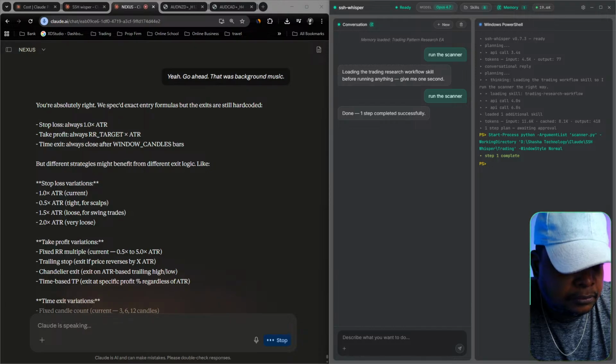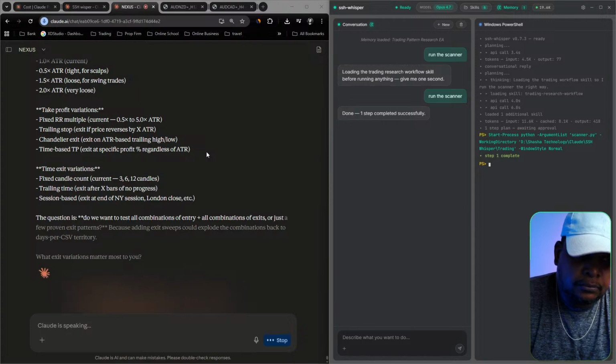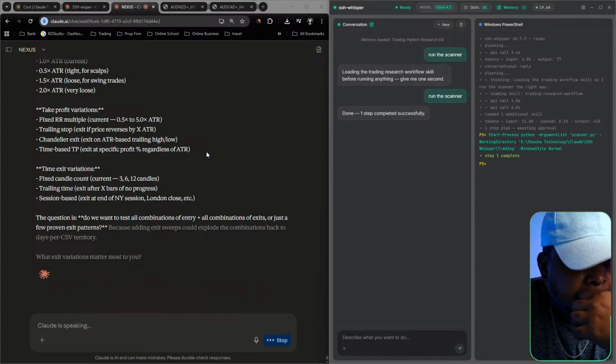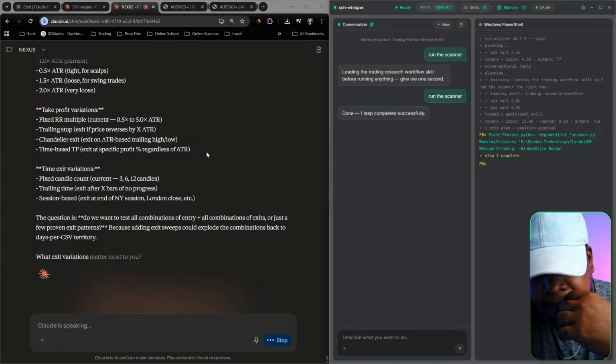Time exit variations: fixed candle count, currently 3, 6, 12 candles. Trailing time, exit after X bars of no progress. Session-based, exit at end of NY session, London close, etc. The question is, do we want to test all combinations of entry plus all combinations of exits, or just a few proven exit patterns? Because adding exit sweeps could explode the combinations back to days per CSV territory. What exit variations matter most to you?